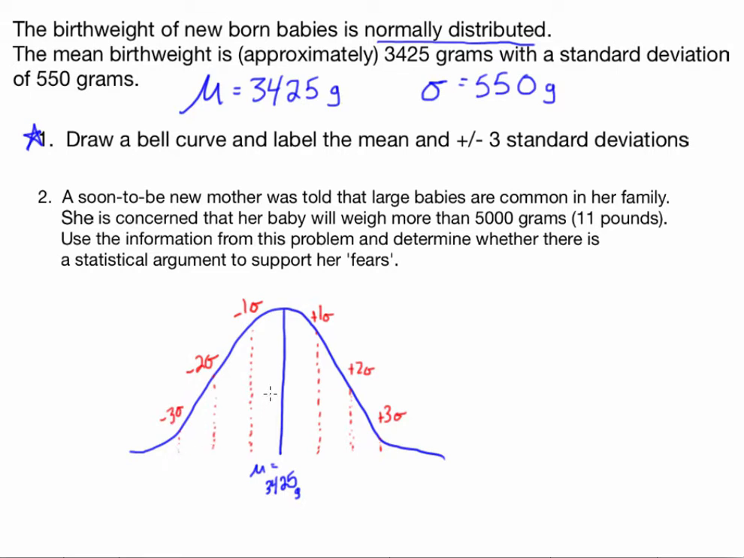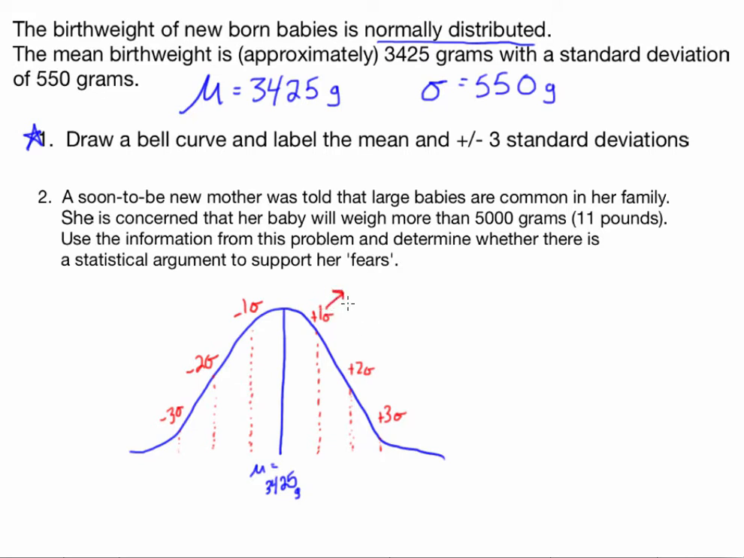So what I would like to do is, given this information, figure out what birth weight is 1 standard deviation away in the positive direction and negative direction. What birth weight is positive 2 standard deviations or negative 2 standard deviations away. And then finally, positive 3 and negative 3. So let's focus on this positive side first.